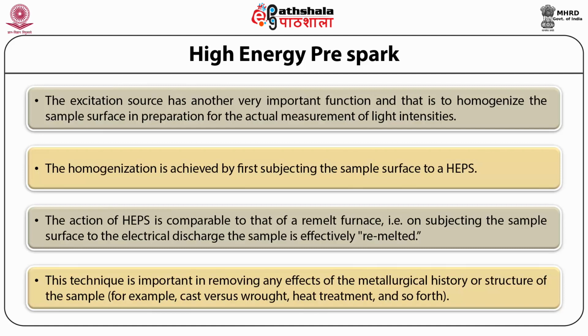Typical pre-spark currents can be from about 120 to 150 amperes with duration from about 10 to 20 seconds. Depending upon the electrical parameters used, the crater produced in the sample surface during the high energy pre-spark is about 10 mm in diameter, with maximum depth, that is penetration at the center, on the order of 50 micrometers.